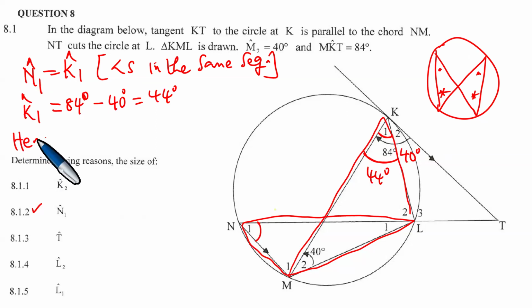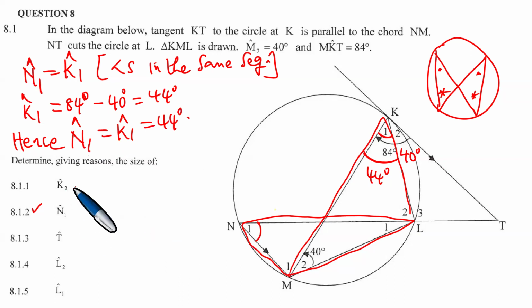Hence, the angle N1 is equal to the angle K1, which equals 44 degrees. Obviously, I've already got the angle K2, which is 40 degrees, and the angle N1, which is 44 degrees. And then we continue. What next now? We want to find angle T. Who can get the size of the angle T?